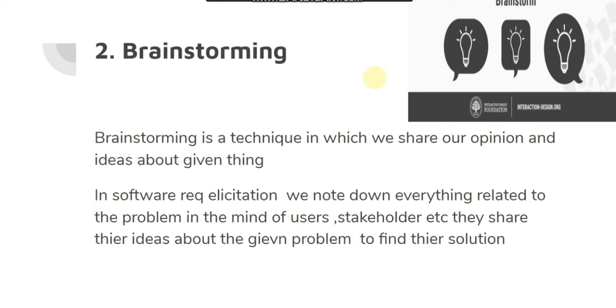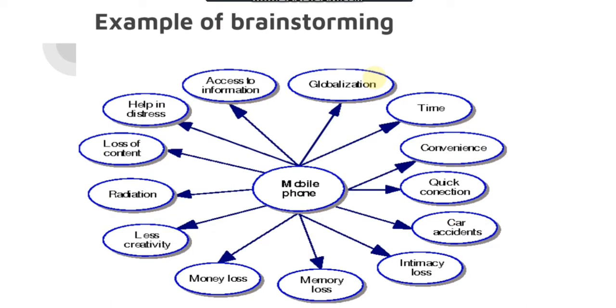Let's take a simple example of brainstorming. For example, we hold a brainstorming session for a mobile phone. Everyone shares their ideas such as globalization, time, convenience, quick connection, car accident, everything. These are the brainstorming ideas. The developer will try to take out the important requirements such as memory, radiation, quick connection, time, globalization, everything that is important to the system. It's up to the developer to categorize these things and use them in software development. This is the technique used in brainstorming, so it is called the brainstorming technique.